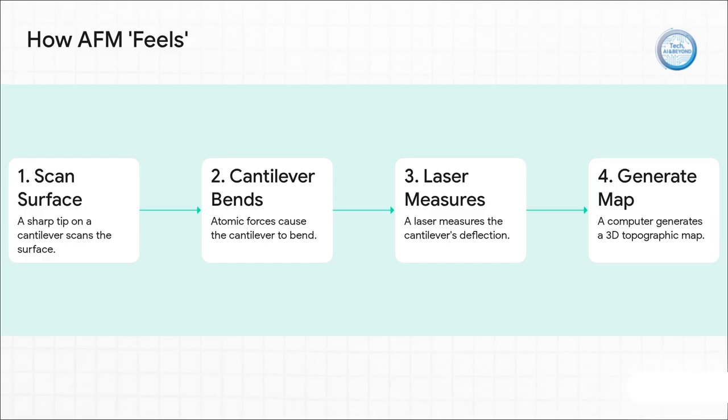This is the really ingenious part. To measure that tiny movement, a laser is bounced off the top of the cantilever and onto a detector. Even a nanometer scale bend in the cantilever causes a measurable change in where the laser spot hits the detector. So as the tip scans across the surface, a computer records that laser's movement and uses it to build a true three-dimensional, high-resolution map of the surface, atom by atom.